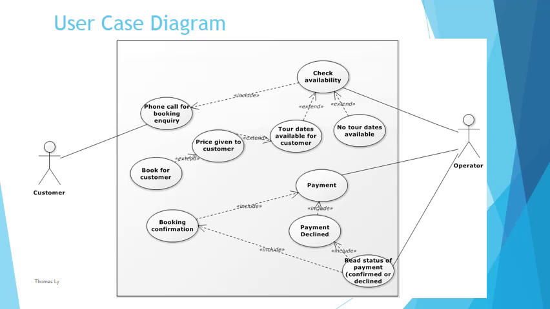The arrow which has the extend written on it means that a step must be completed in order for the next step to happen. For example, in order for someone to check if the tour date is available for the customer, the check availability process must be complete beforehand. The include on the arrow is used to connect to the next process and move to the next step if there is no need for a condition to be completed first.